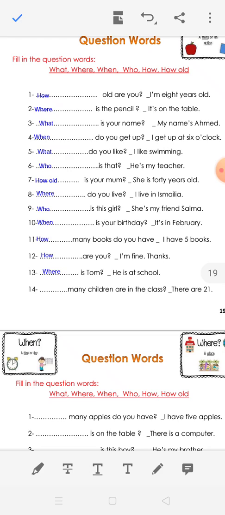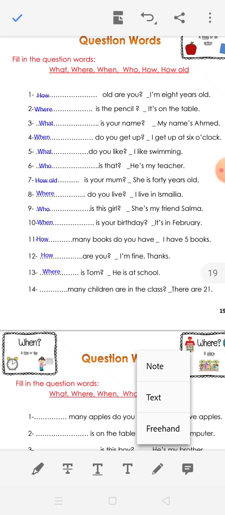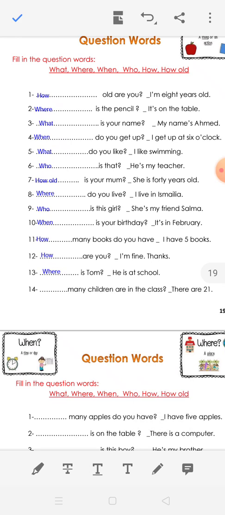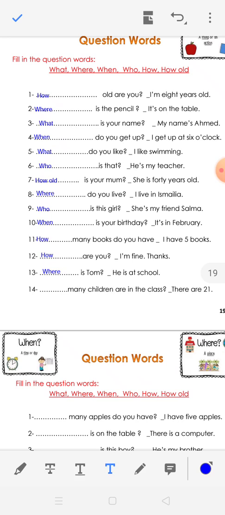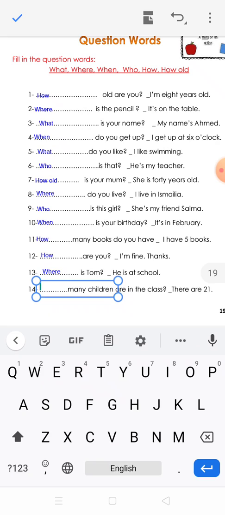There are 21 children. Don't forget that the plural of the word child is children, man is men, woman is women. How many? Excellent. How many children are in the classroom? There are 21.